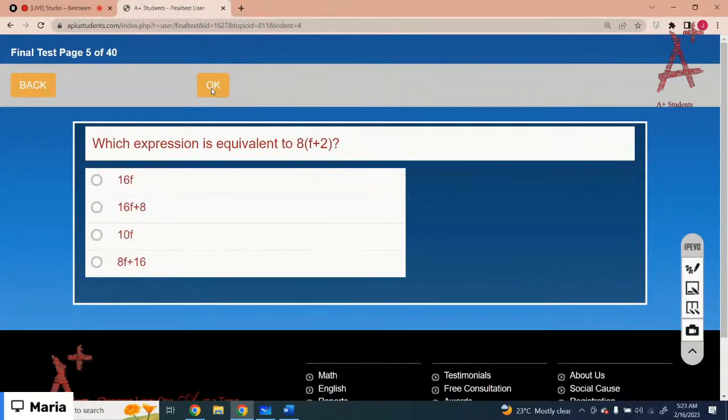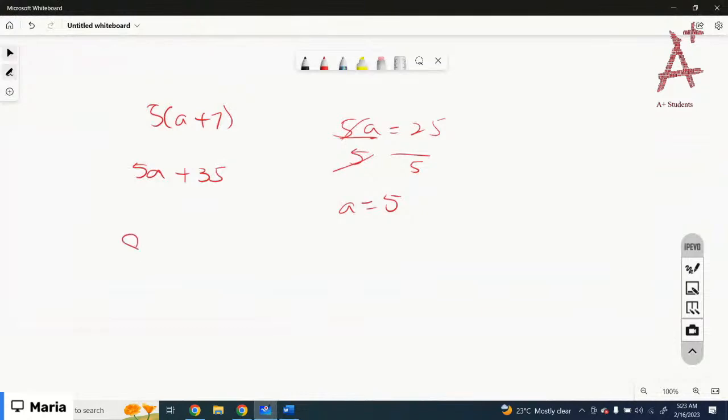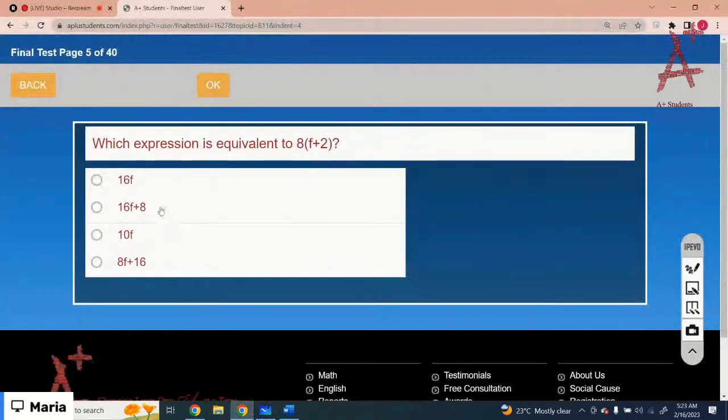Okay, which expression is equivalent to 8 times f plus 2? So you have to write it down in the standard form. Got it? 8 times f plus 2. Just multiply 8 times f. So it is 8f. And do 2 times 8. So 2 times 8 is 16. So it would be then 8f plus 16. Got it? The correct option is 8f plus 16. Option number 4 is the correct option.